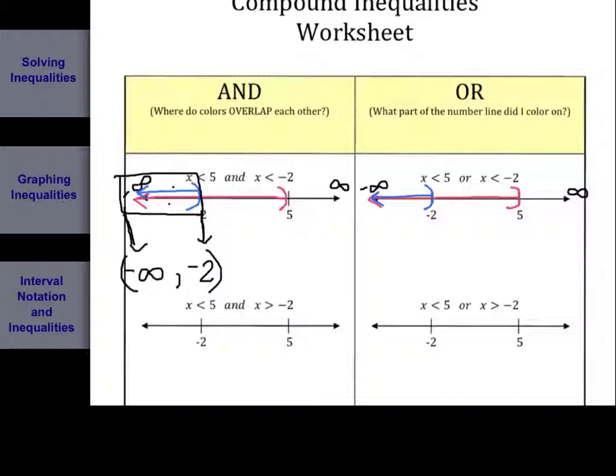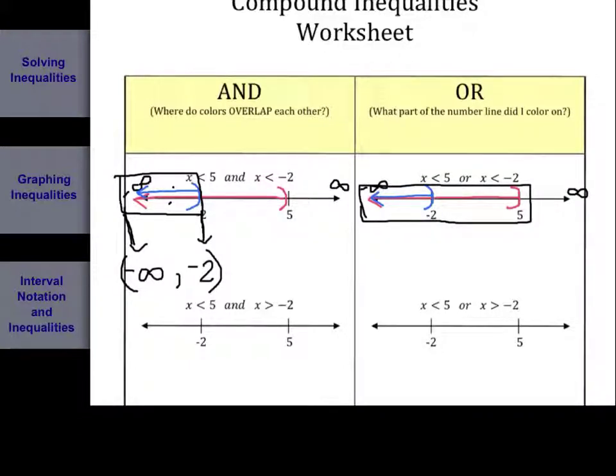So now I want to come over and look at this one. This is an "or" question, so I look up top. Here's what "or" says to ask yourself. What part of the number line did I color on? Notice it doesn't say anything about red or blue or where they overlap. I don't care where they overlap. I just want to know what part of this number line has color on it. If I look at the end here, this is the place where it doesn't have color on it. So the place where it does have color must be all of this area right in here.